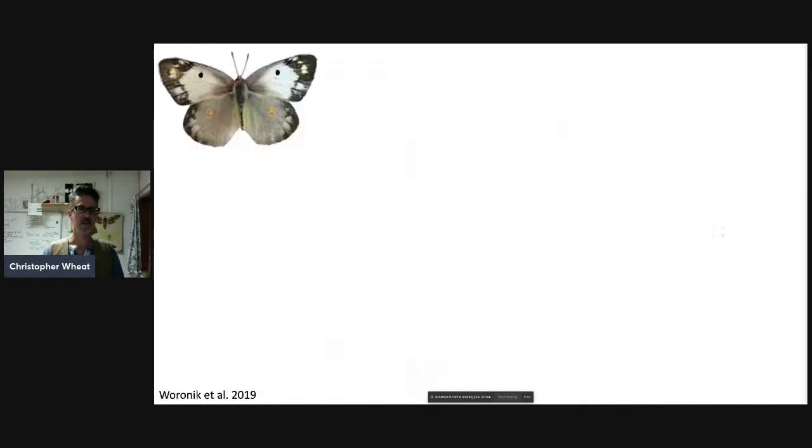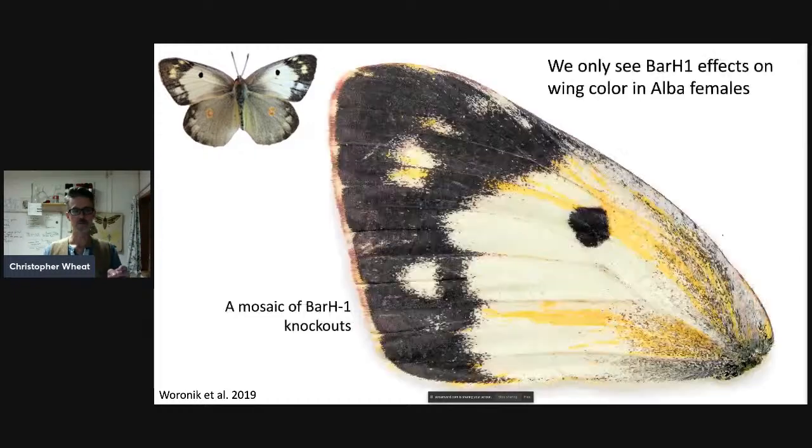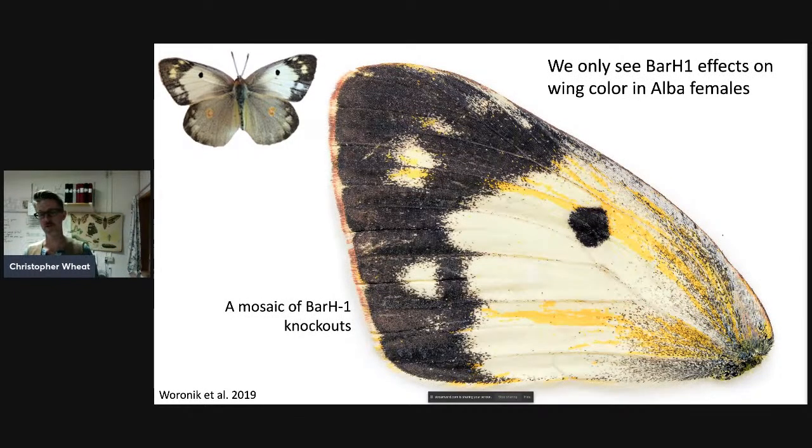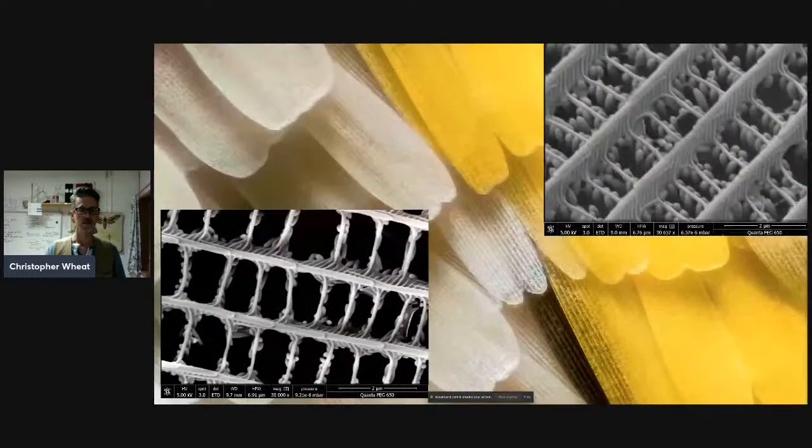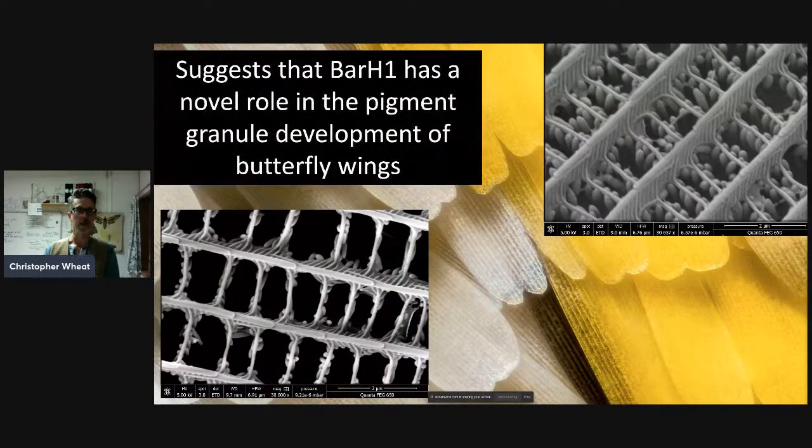Now, when we did that in an alba female, we actually were able to recover orange pigmentation, right? So what we did was we think that BARH1 is acting as a repressor of scales pigment granule formation. And here we're actually able to recover that when we knock out BARH1. So we're removing its repression of pigment granule development. And here we're kind of just going in closer to drive home that point. And again, this suggests that BARH1 has a novel role in pigment granule development of butterfly wings.